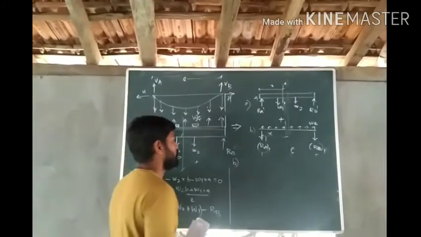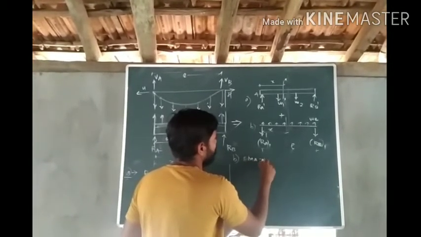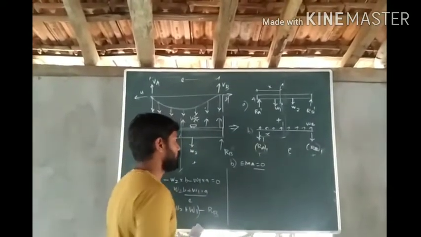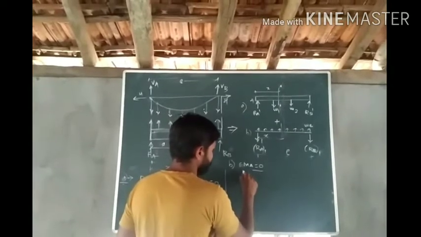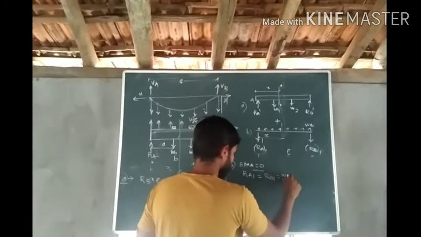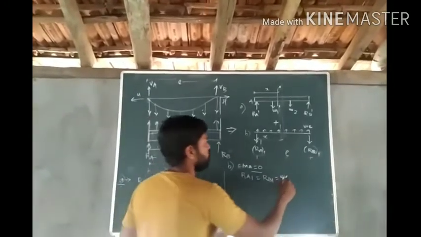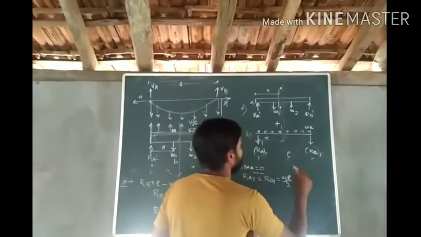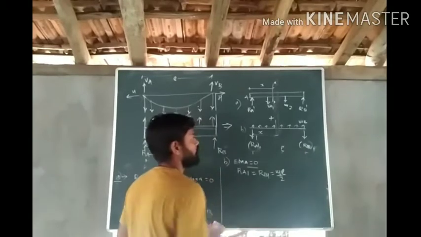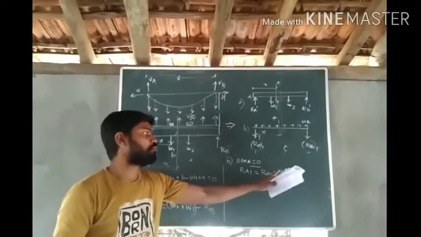Okay, so take the moment at A and equate it to 0 to calculate RB. So this is just a simply supported beam provided with the UDL. If you solve this, you will get RA1 is equal to RB1 is equal to WL by 2, because the total load is WE multiplied by L. As it is symmetrical, half will be on this side and half on this side. So RA1 is equal to RB1 is equal to WE into L divided by 2.